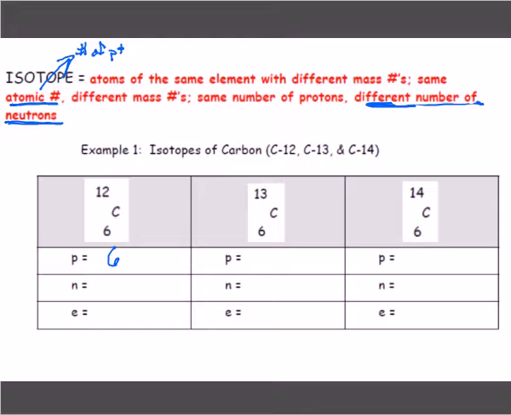How many protons do we have with carbon-12? Is that going to change for any of these carbons? No, so let's just fill it in. We have 6 protons for every atom of carbon. Doesn't matter what else is going on.